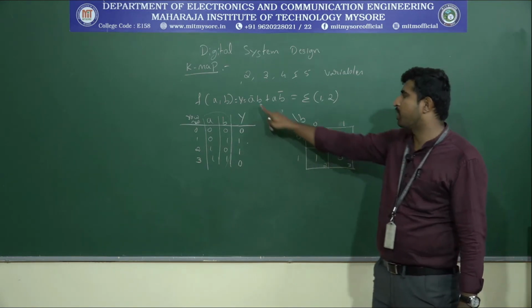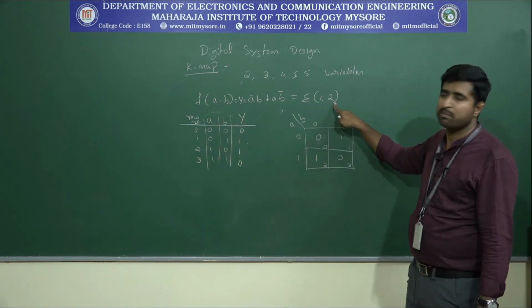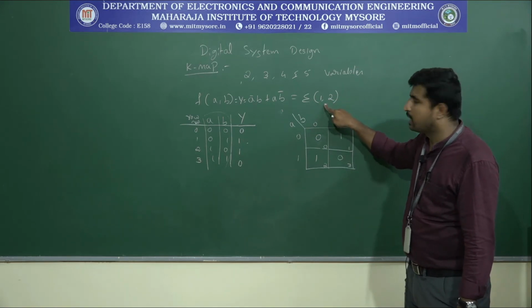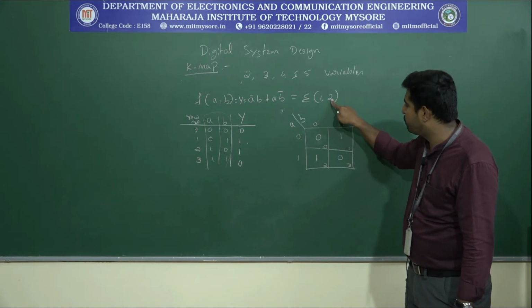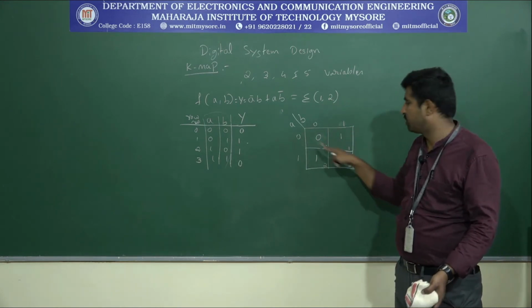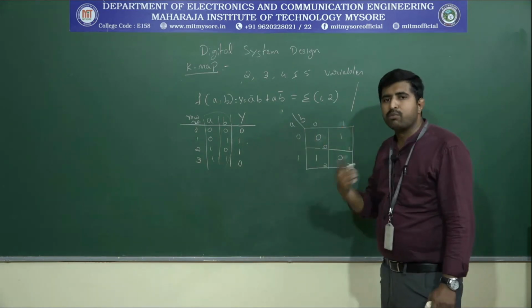So the given function is f of a comma b equals summation of 1 comma 2. That means in the K map, the cells which contain 1 and 2 will be 1 and the remaining cells will be 0. So this is how we write it. The expression may be given differently. Let's take one more example.